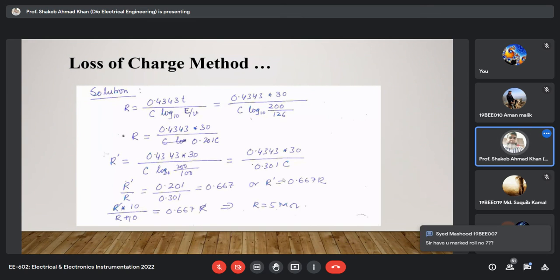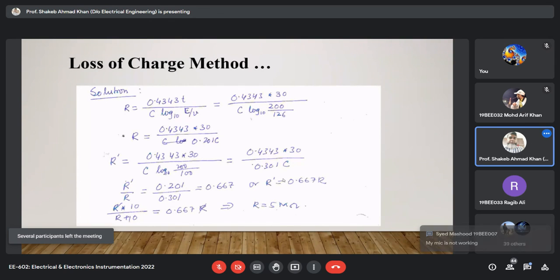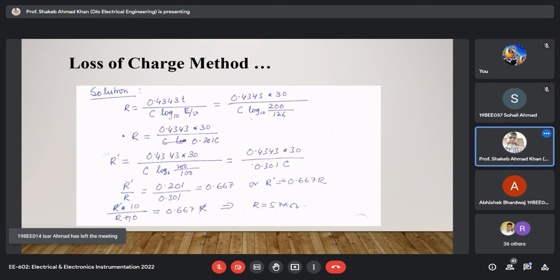Roll number 31. Present, sir. 32. Yes, sir, present. 33. Present, sir, 33. 35. Present, sir, 35. 36. Present, sir, 36. 37. Present, sir, 37. 38. 39 or 40. Sir, present, sir, 38. 38 present. 40.